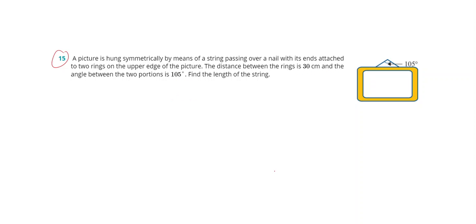So essentially what's happening is we've got two rings, and this is 105 degrees, and we know the distance between the rings is 30 centimeters, and the angle between is 105. Okay, so distance is 30. We've got an isosceles triangle. Well, that's really important. You need to understand that's an isosceles triangle because it says symmetrically.